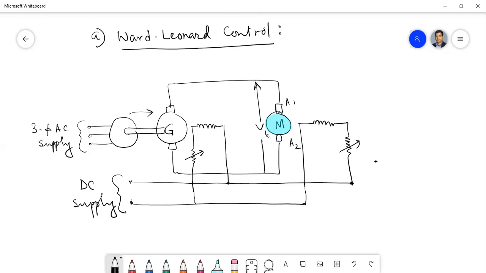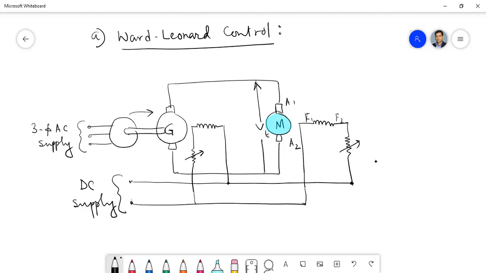But this particular scheme has different features. We can also control the field of the motor in this scheme. And the VT which you are controlling by this generator, that is also by some sort of field control which we are using for the generator.